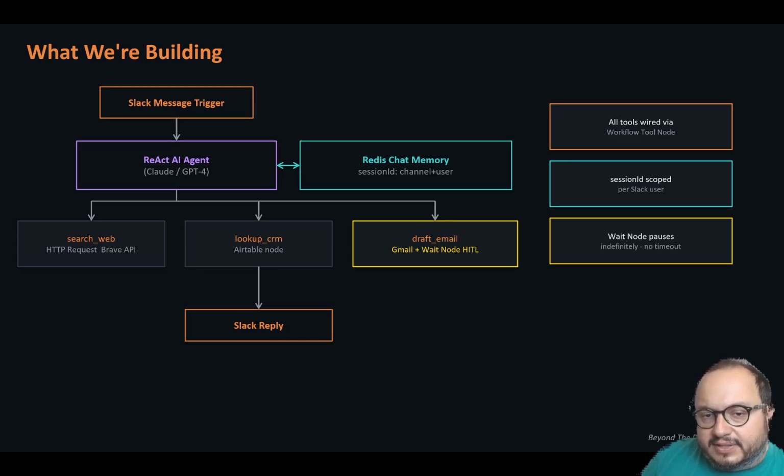Each of the 3 tools is its own n8n sub-workflow, wrapped as a workflow tool node and connected to the agent. The agent sees them as callable tools with a name, description, and a JSON input schema. It decides when to call each one based on the user message. Everything you see here is importable from the GitHub repo. Let us start with the stack setup.